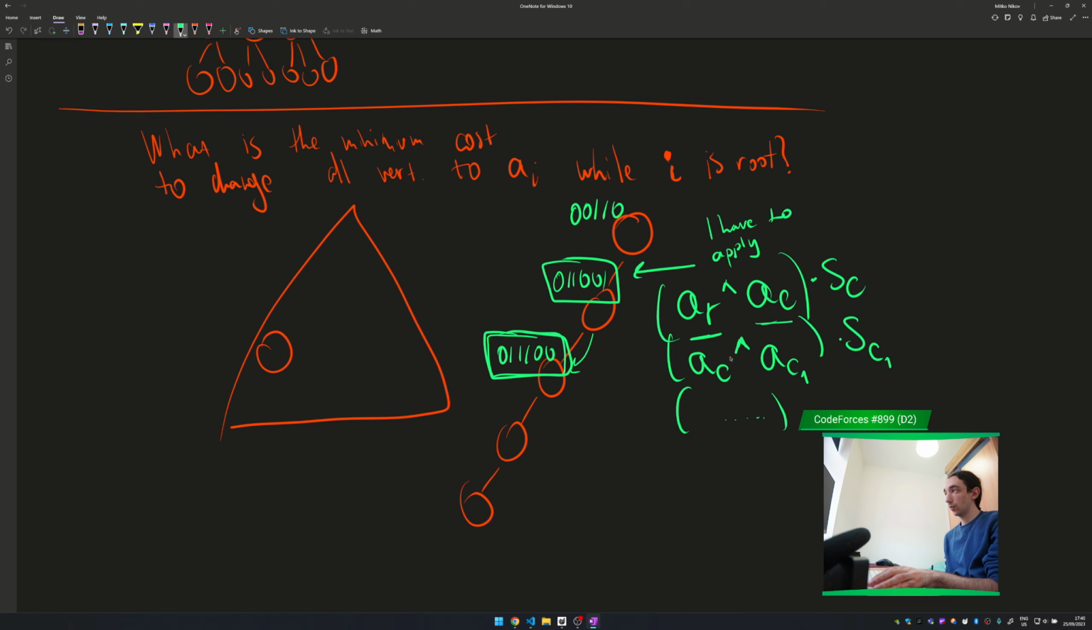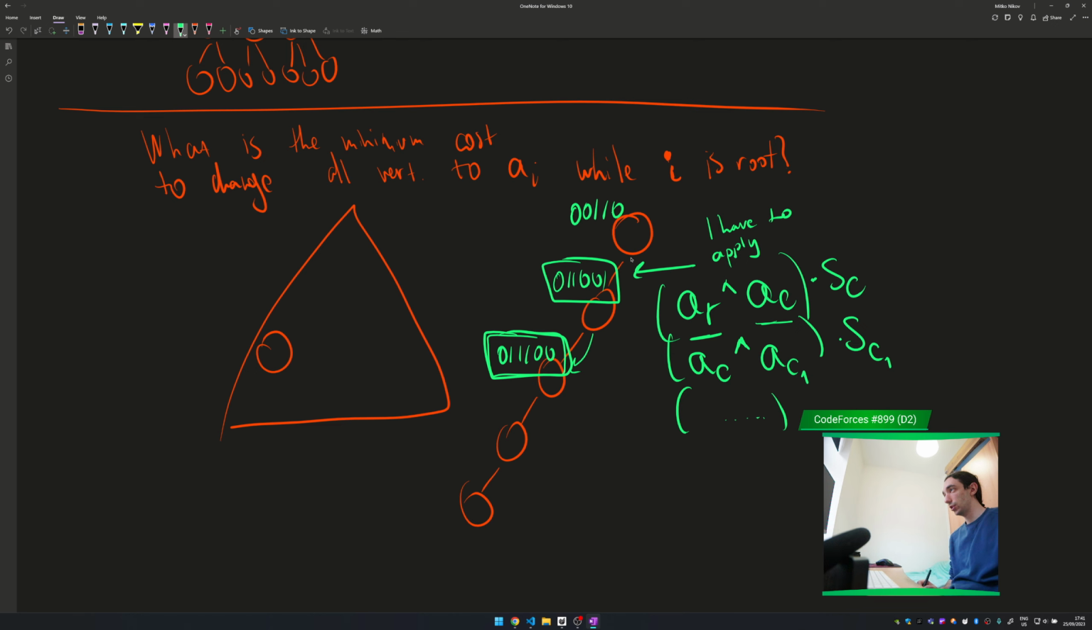This operation is non-distributive or something like that. At least I don't think it is distributive. It's not bitwise, no. But okay, so we have this connection.